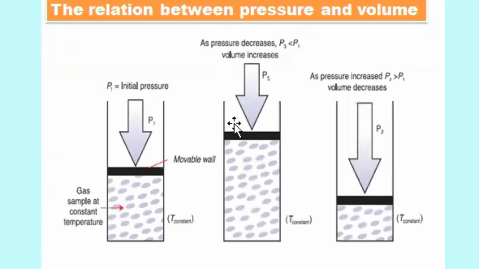Look at this picture, which explains the relationship between pressure and volume. If the volume increases, the pressure becomes what? Decrease. And if the volume decreases, the pressure becomes what? Increase. Okay, this is the inverse relationship between pressure and volume. An increase in pressure decreases the volume, a decrease in pressure increases the volume of the gas.